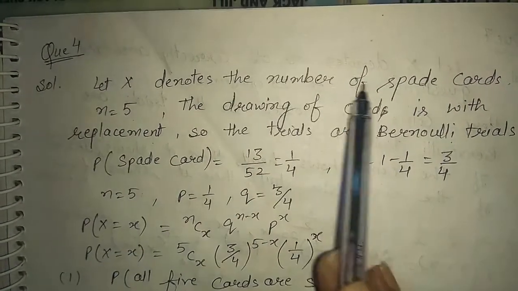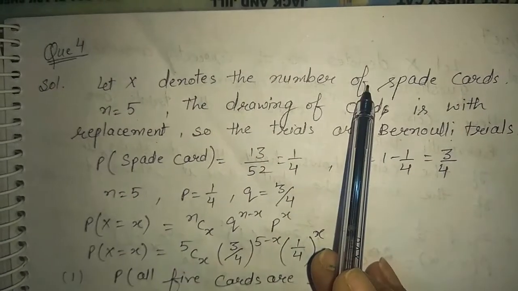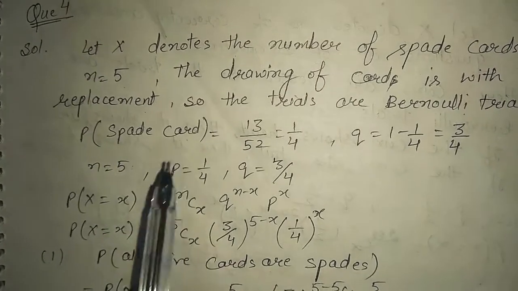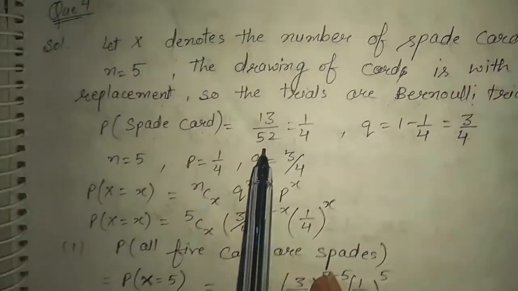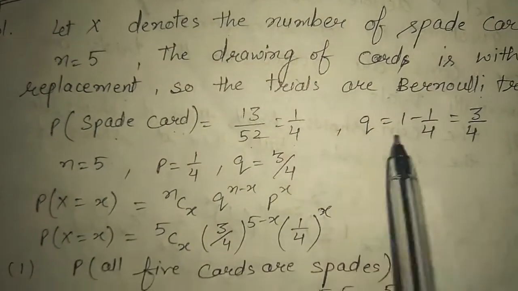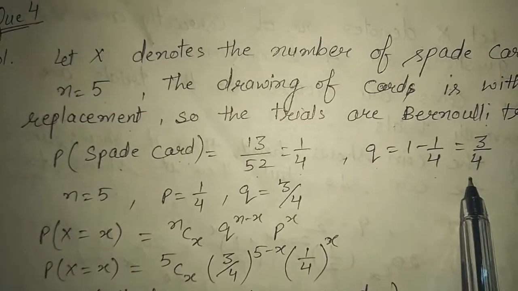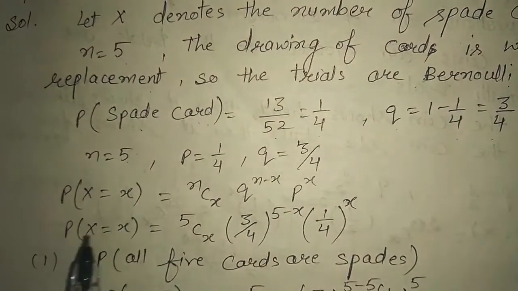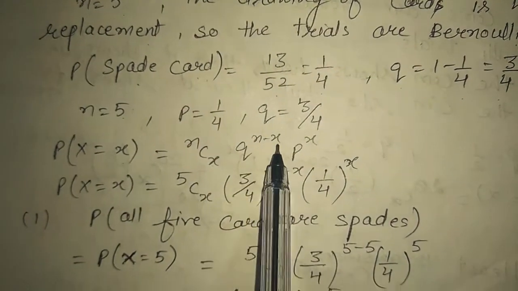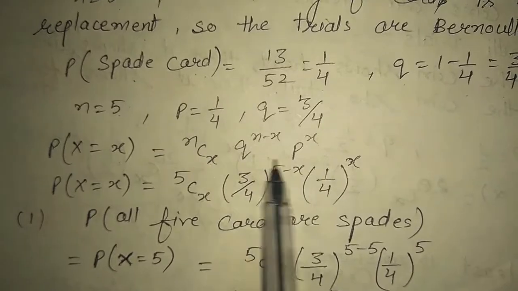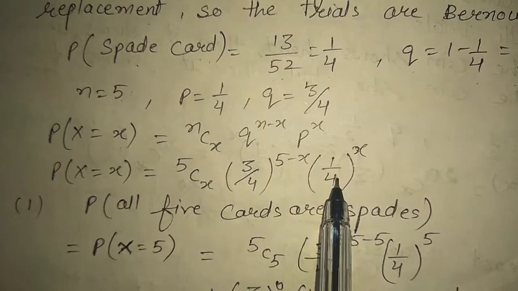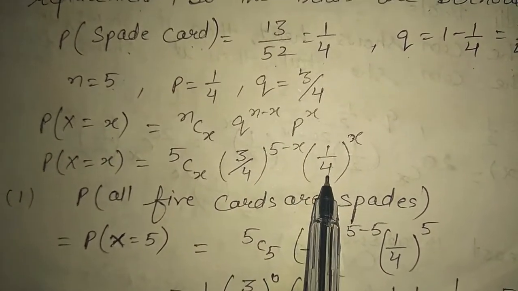And X denotes the number of spade cards among 5 cards. So for the probability of a spade card, we know that there are 13 spade cards in the pack and total are 52. Then the probability is 1 upon 4. Q will be 1 minus 1 by 4, it is 3 by 4. n is equal to 5 here. So what is the formula? P(X = x) is equal to nCx q raised to power n minus x, p raised to power x. This is the binomial distribution formula. So we will put the values of n, q and p here. Q value is 3 by 4, p value is 1 by 4.